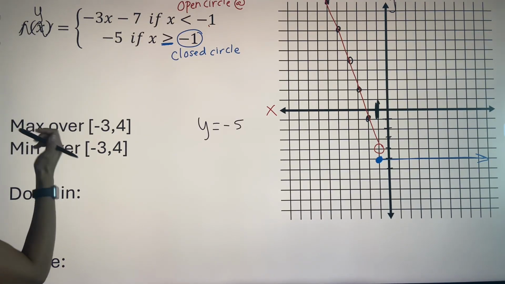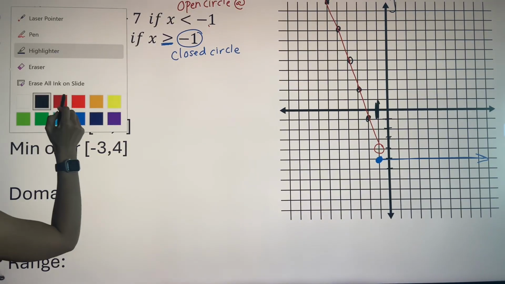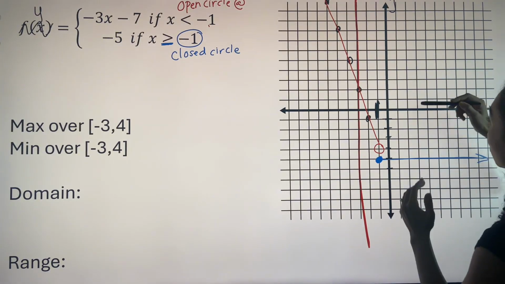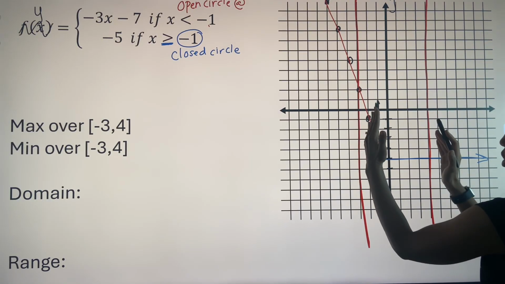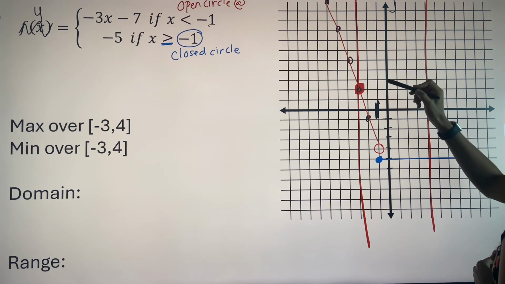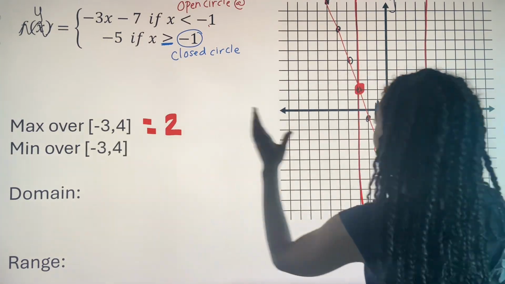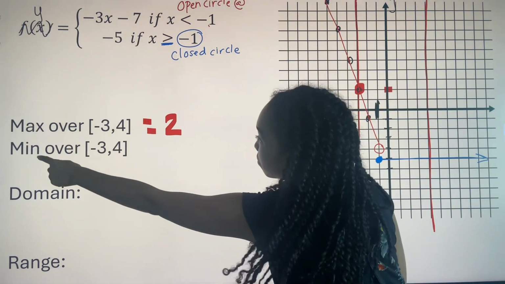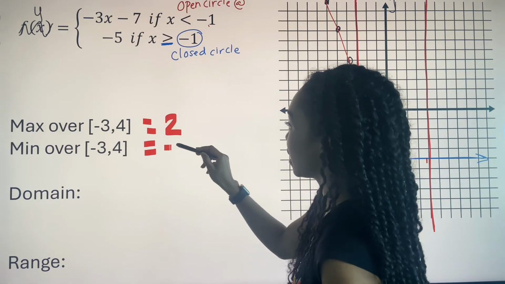Now, let's talk about the maximum. I'm given the interval negative 3 to 4. So that's the window that I'm going to look at, from negative 3 to 4. This is the part of the graph that I'm paying attention to, just between negative 3 and 4. The highest point of my graph between here is right here. That's the y value 2. So the maximum on this given interval is 2. Now on the same interval, the minimum is down here at negative 5. So the minimum is negative 5.